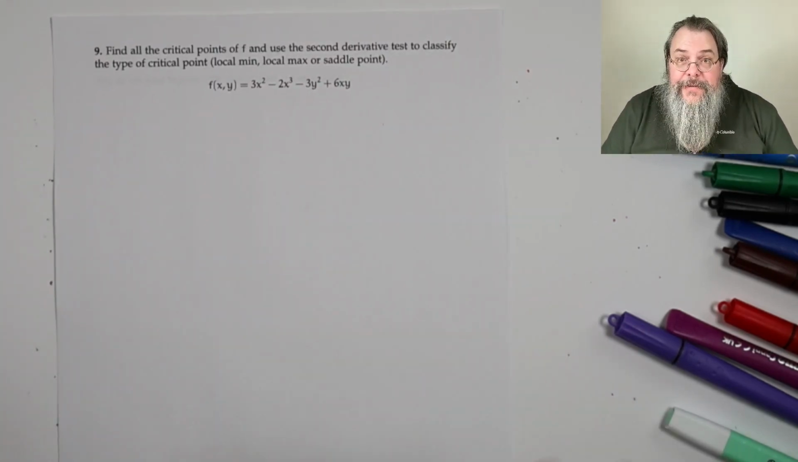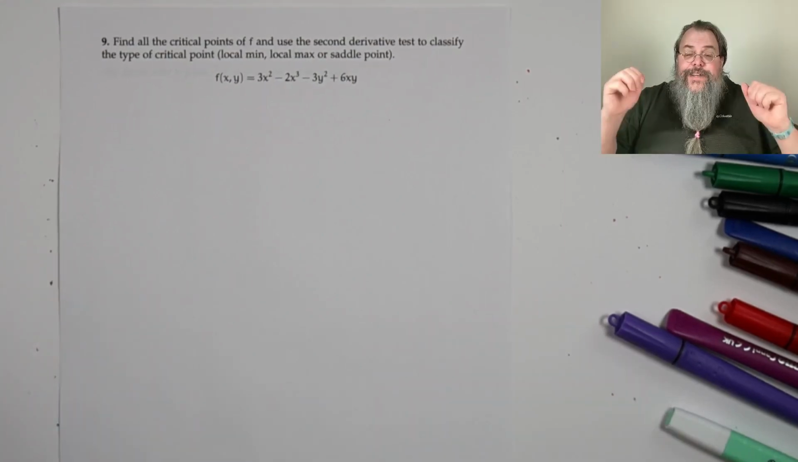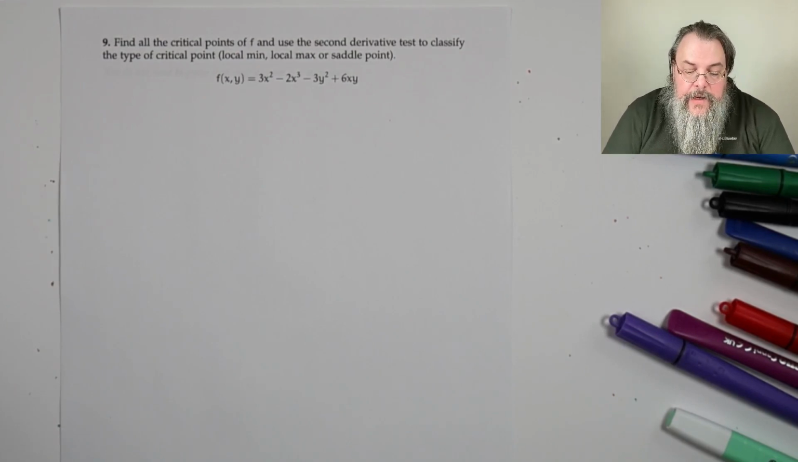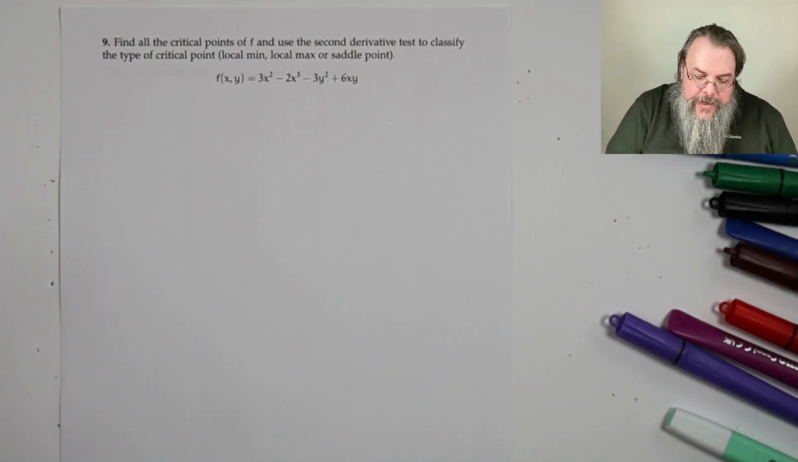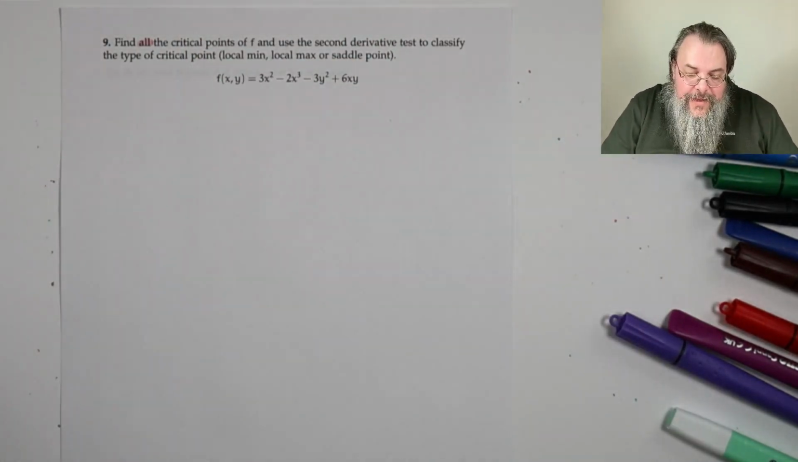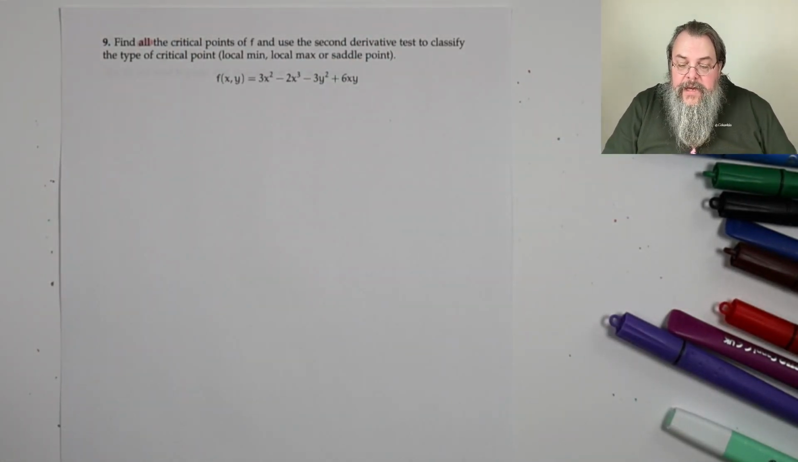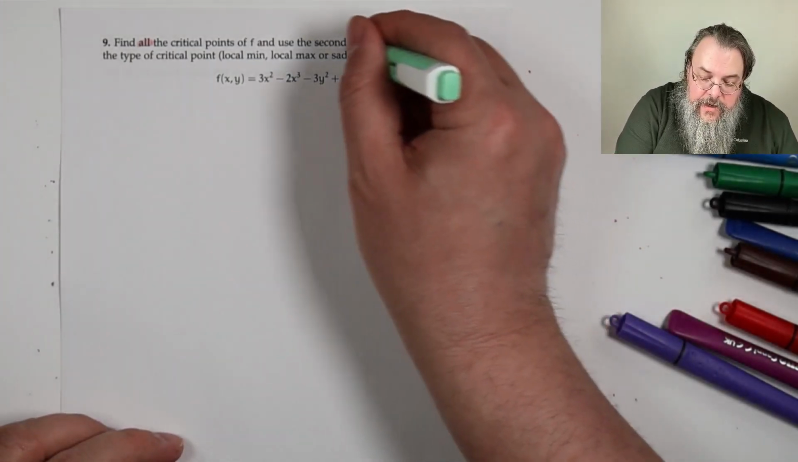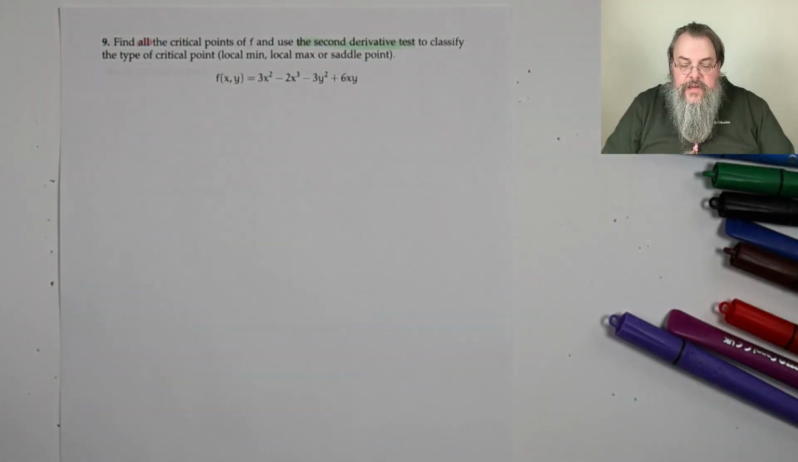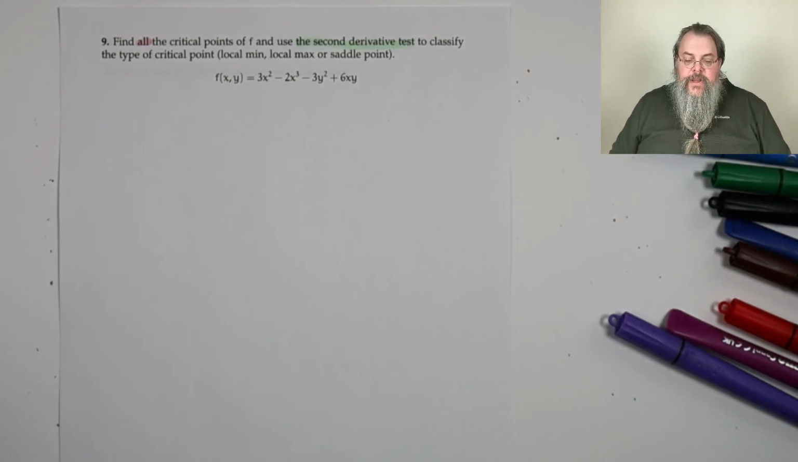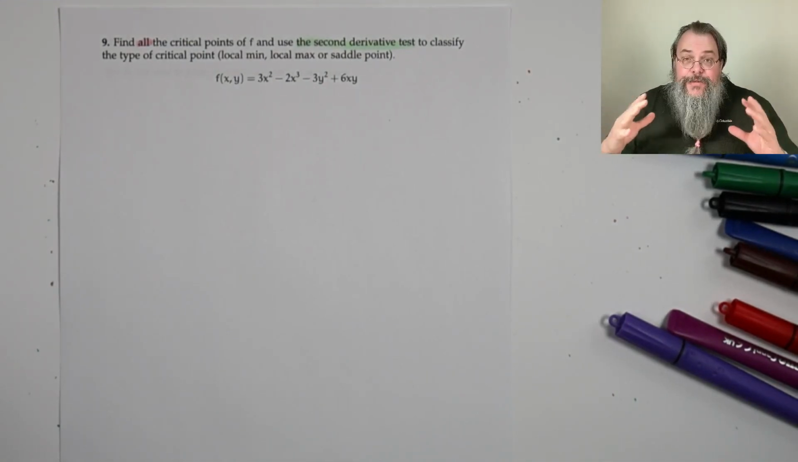We want to make sure we leave ourselves plenty of time at the end to go back and admire our work. So, number 9, find all, got to find them all. Well, who knows? Maybe there's 1 or maybe there's 10. All the critical points of f and use the second derivative test to classify. Cool, I always like these types of problems. And the different types of classifications: local min, local max, or saddle. So this is always going to be functions of two variables, f of x, y.